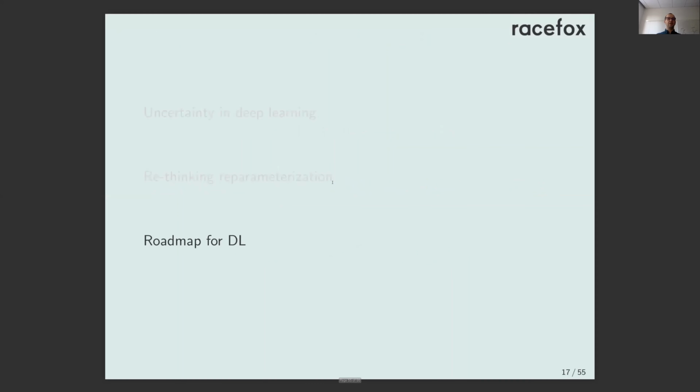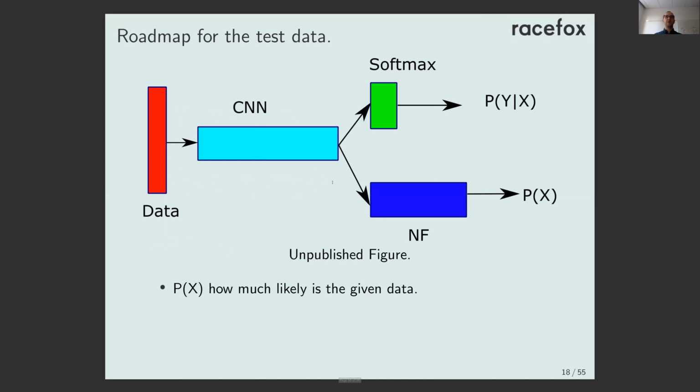And the next thing is that I'm trying to think how we can make deep learning equipped with a roadmap. What I mean by that is, if I have my training data here, and I have my data here, it could be training or testing, it doesn't matter. And I have my CNN and I have my softmax layer.